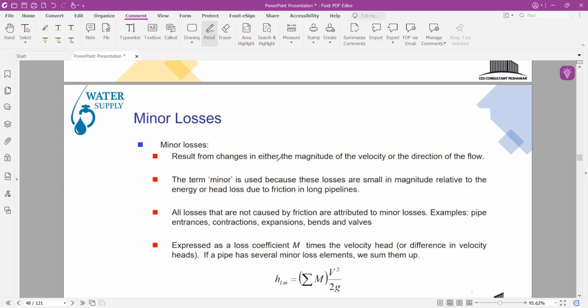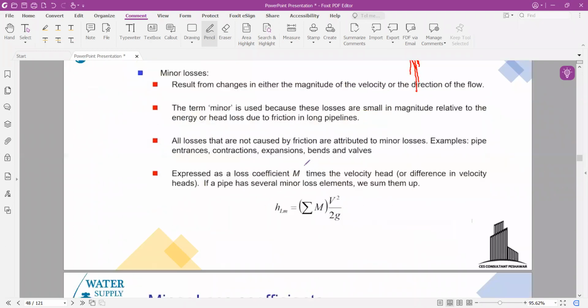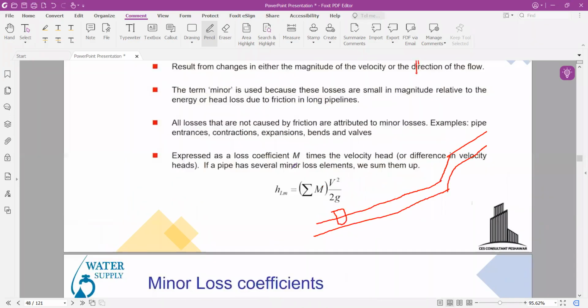It basically occurs due to a change in the magnitude of the velocity or the direction. The direction changes when we provide, for example, an elbow between the pipes. When the fluid flows through it, losses occur. That type of loss is called minor losses. For example, if we have a pipe and we also have a valve in it, and a bend, and water flows through it, we have to sum all of these losses in order to calculate the minor losses.